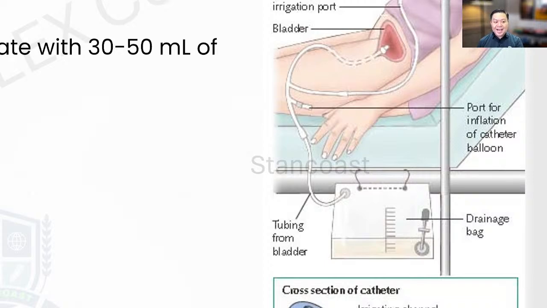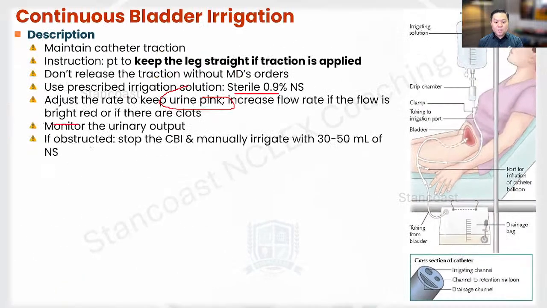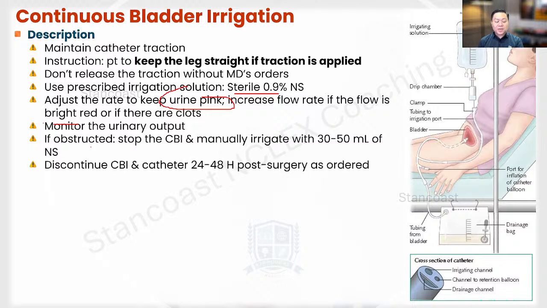Okay, so if this happens, if there is any obstruction, what you're going to do here is probably irrigate that with at least 30 to 50 mLs of normal saline. And most of the time, when there is an order for the continuous bladder irrigation, we're going to be given a PRN order along with the standard irrigation. We're going to be given an order to irrigate the site if there's blockage, and we're going to have to discontinue the continuous bladder irrigation.